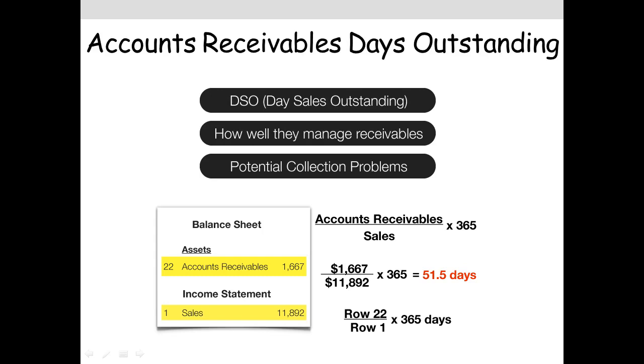Accounts receivable is 1,667 divided by the sales value of 11,892, multiplied by 365, which is equal to 51.5 days. This means that for this company, it takes an average of 51.5 days to collect the sales.